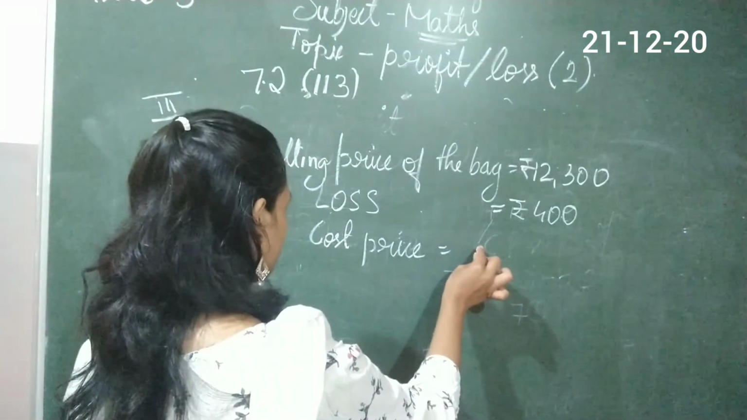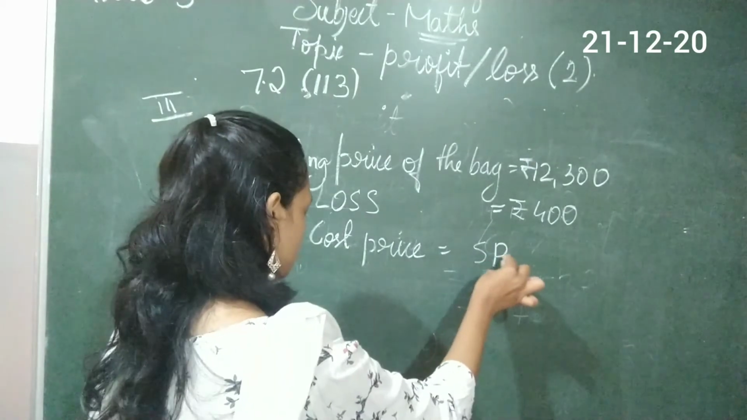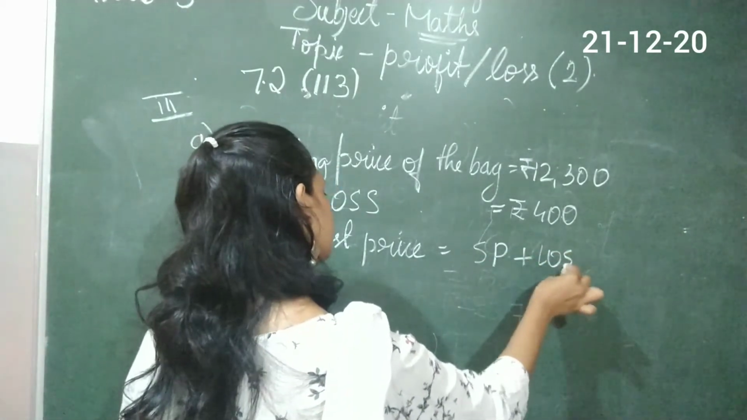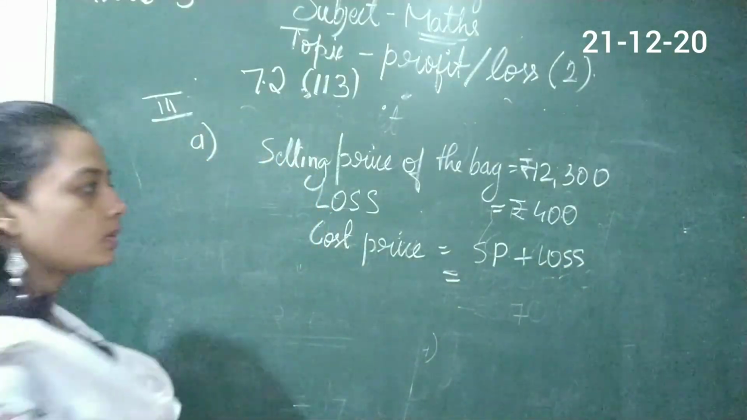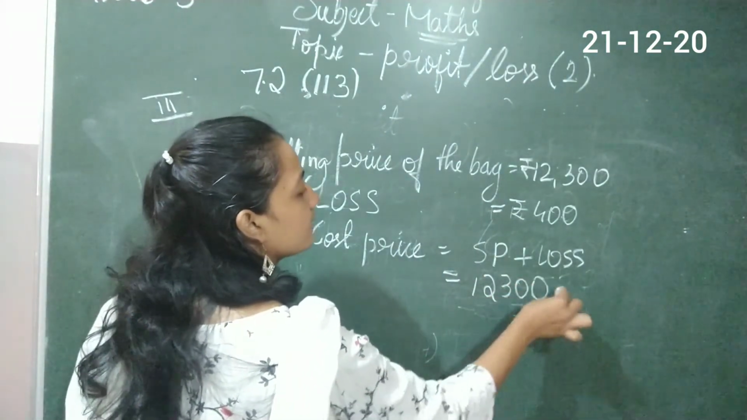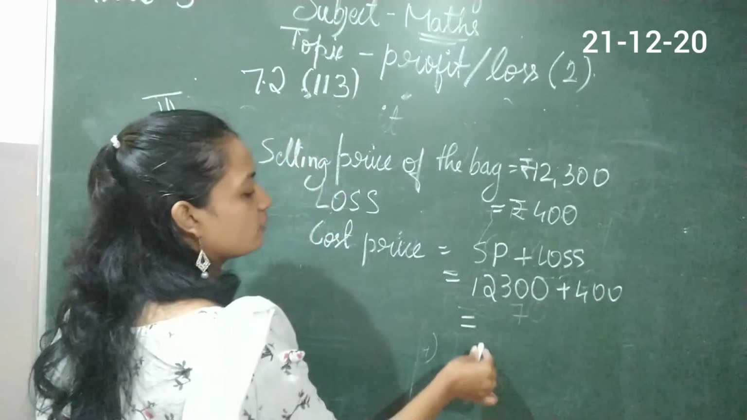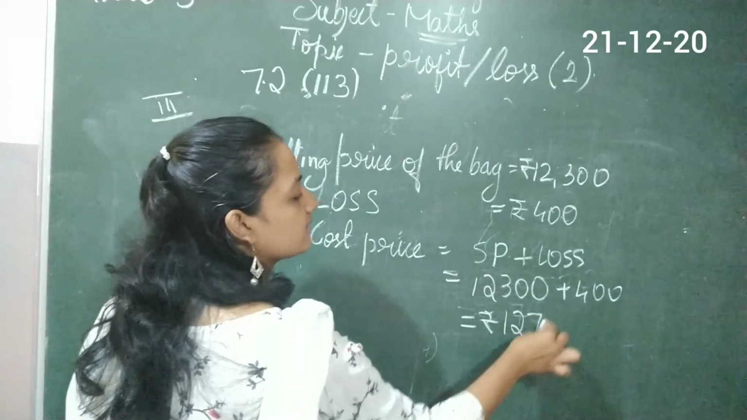The formula for finding cost price when you have selling price and the loss is SP plus loss. So what is SP here? It is 12,300 plus the loss of 400. So totally he would have bought that washing machine for rupees 12,700.